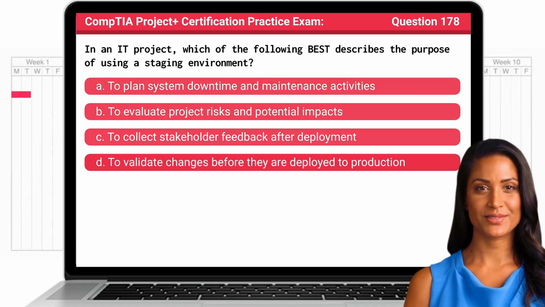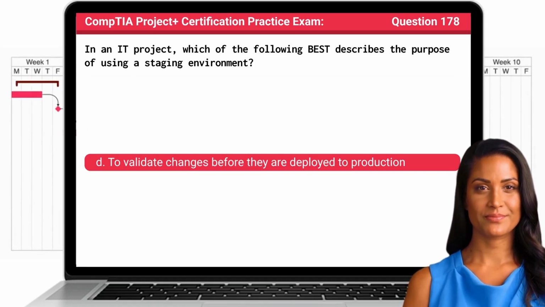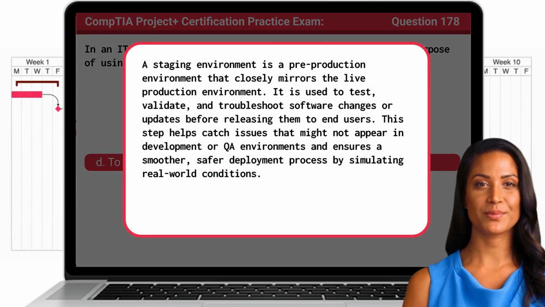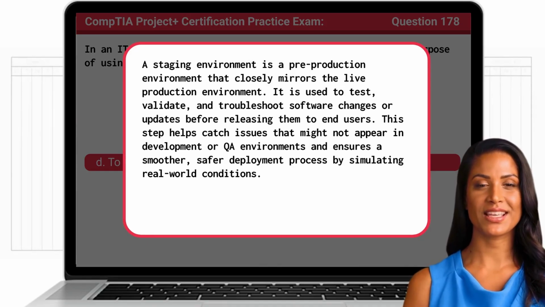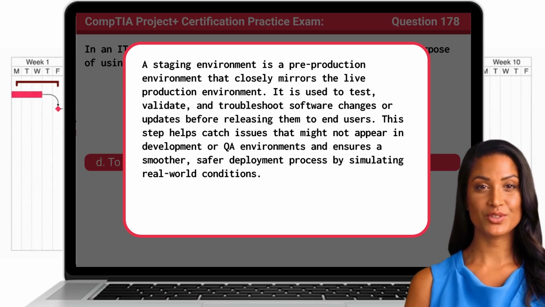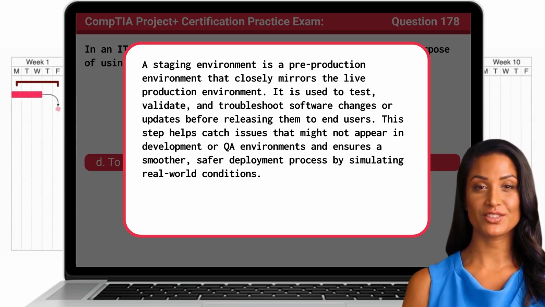The answer is D. To validate changes before they are deployed to production. A staging environment is a pre-production environment that closely mirrors the live production environment. It is used to test, validate, and troubleshoot software changes or updates before releasing them to end users. This step helps catch issues that might not appear in development or QA environments and ensures a smoother, safer deployment process by simulating real-world conditions.